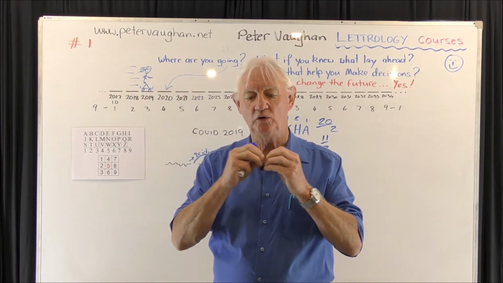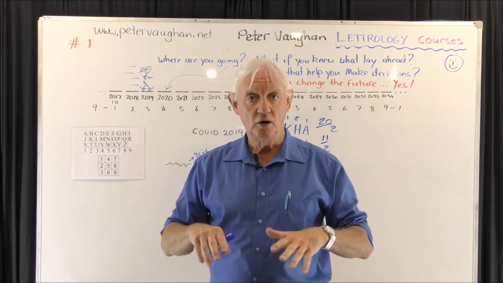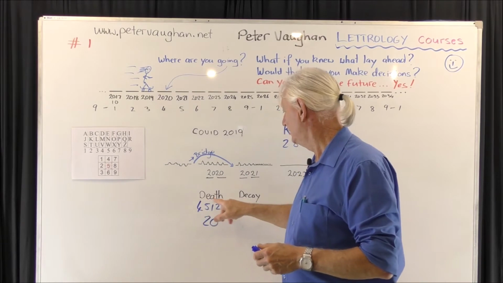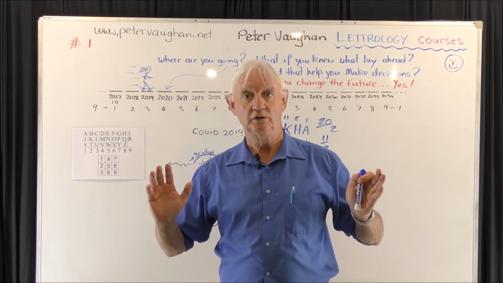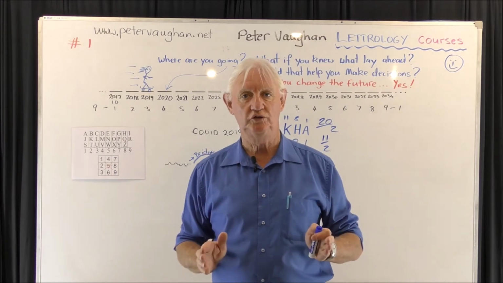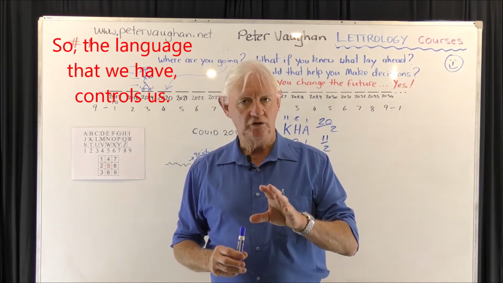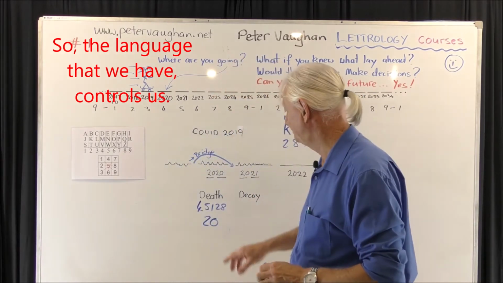Memory and this other part work together to create emotions which cause you to do things. And the emotions come from images in the mind. So when somebody says there was a death in the family, people all of a sudden get concerned and frightened because of the wording we've just used that gives us that image. So the language that we have controls us, hence the word Lettrology.